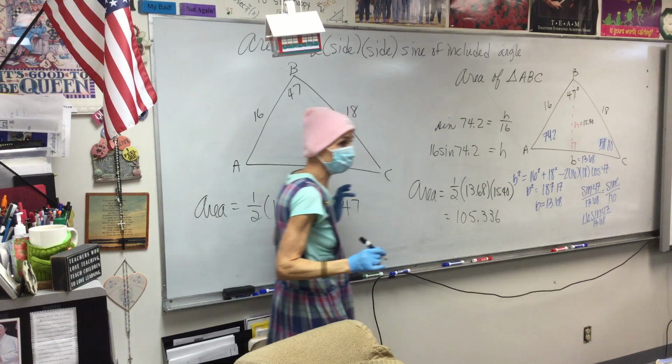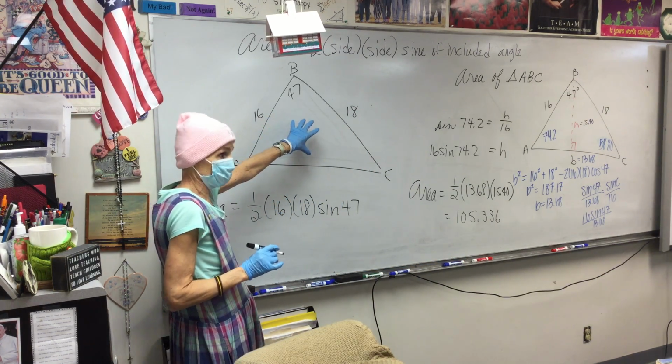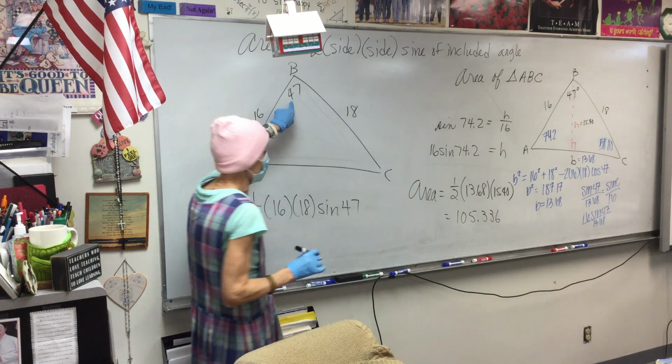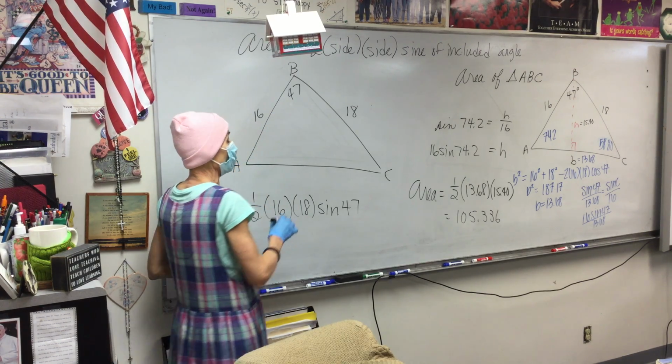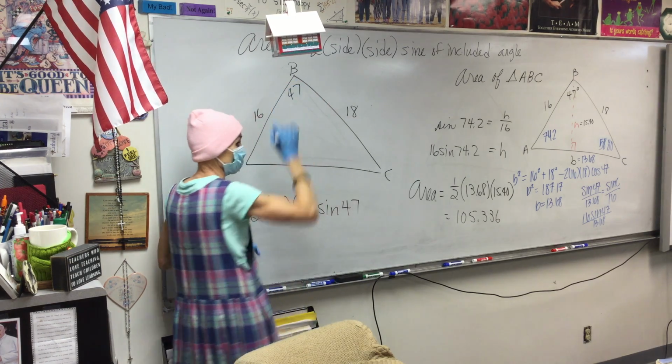Now, what do we mean by included angle? The one in between. So let's look at the scenario. I have two sides and the angle between them. The area will always be 1/2 side, side, sine of included angle.